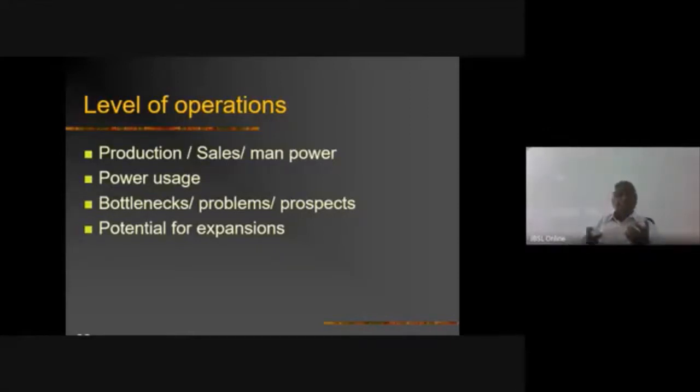Then the potential for expansion. Whether there is potential for expansion. After doing all these inspections, you will judge whether this project, this business, can be expanded. Depending on the asset position, working capital position, level of operation, workforce, based on all those things, you have to decide. Now you are collecting the additional information to decide whether this business can be expanded.